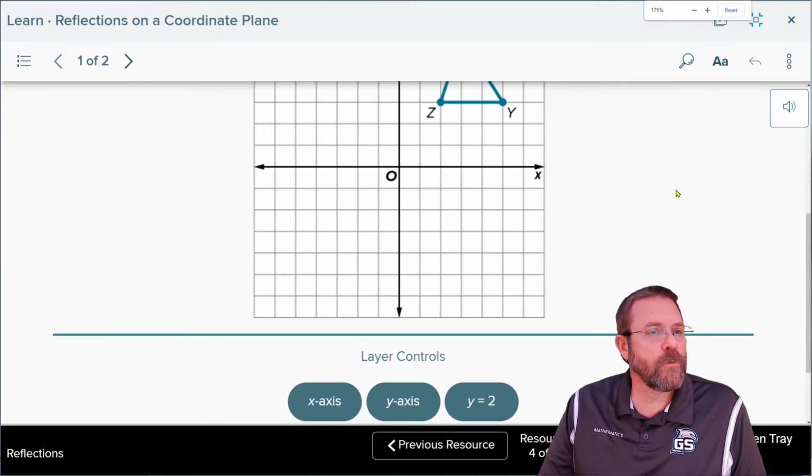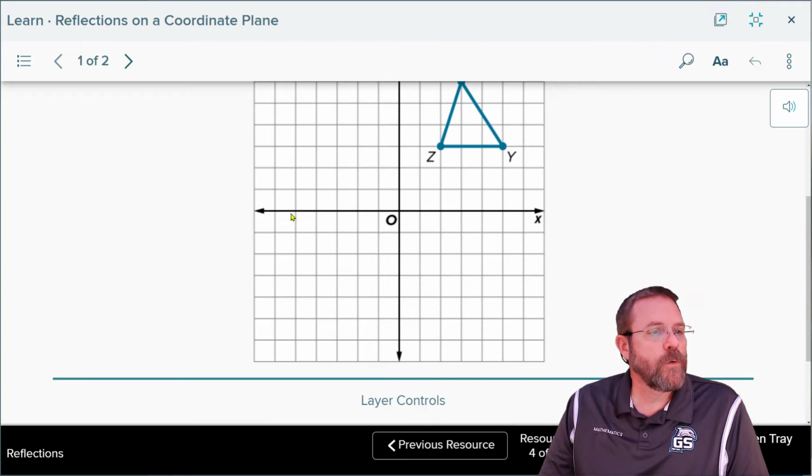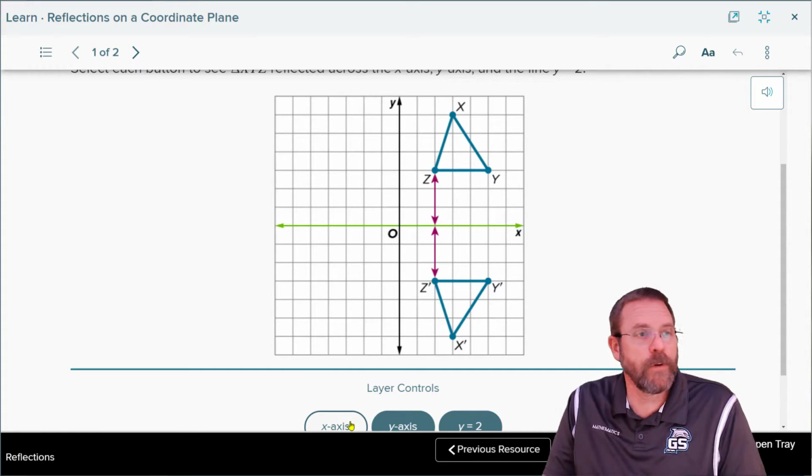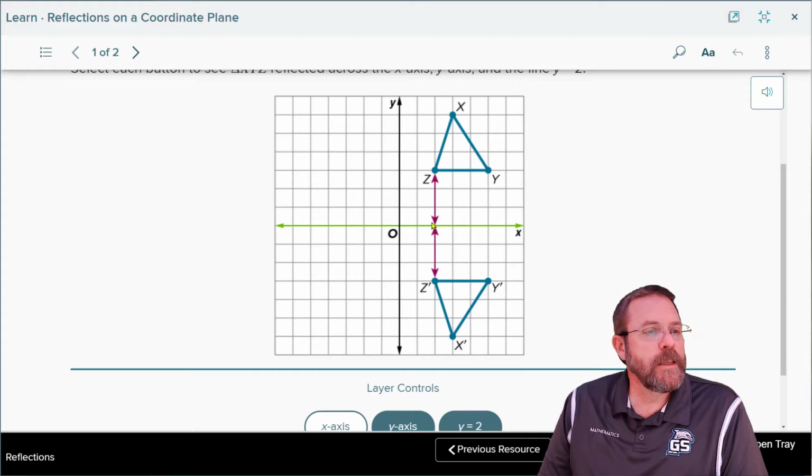So let's come down here and scroll out just a little bit, and your x-axis is right here. When we reflect it across the x-axis, that means it's going to flip upside down right there. Z and Z prime are 3 points away. X and X prime are 6 points apart on opposite sides of the line of reflection. And your Y and Y prime are all 3 points away from your line of reflection.